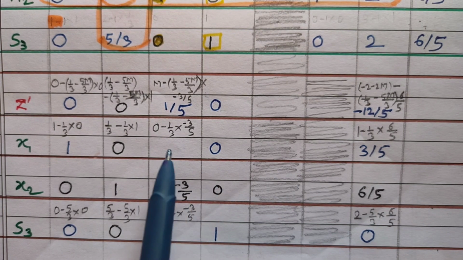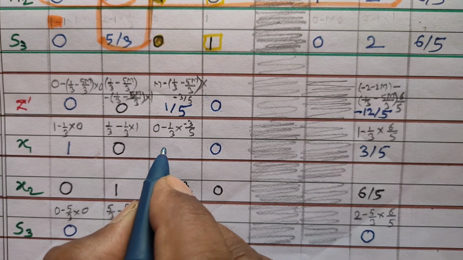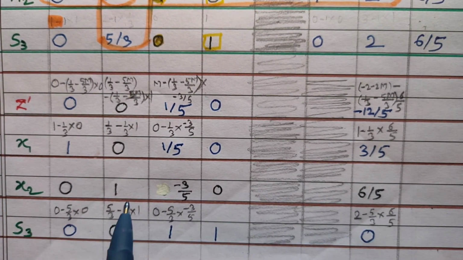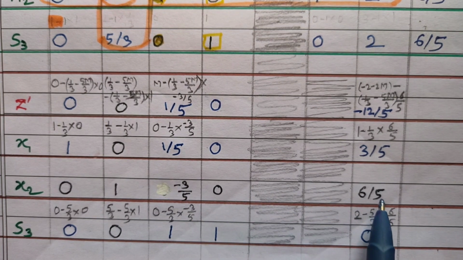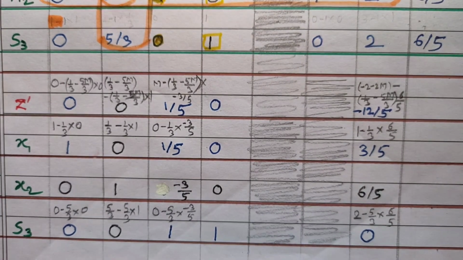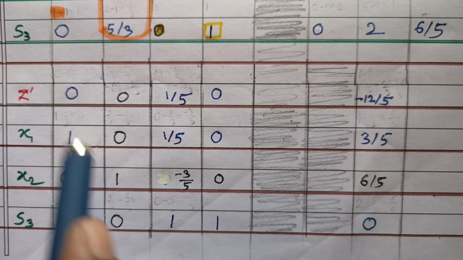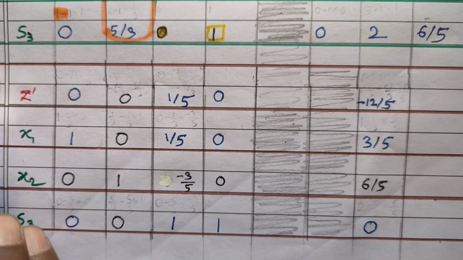We have to get this value minus minus plus 1 upon 5. So this will be 1 upon 5. And then this is 3 upon 5. This row 0, 1, minus 3 upon 5, 0, 6 upon 5. And this row 0, 0, 1, 1, this becomes 0. Okay, let us rough the calculations done by using pencil. Now here iteration number 2 is also completed. These are values from the simplex table for iteration number 2.